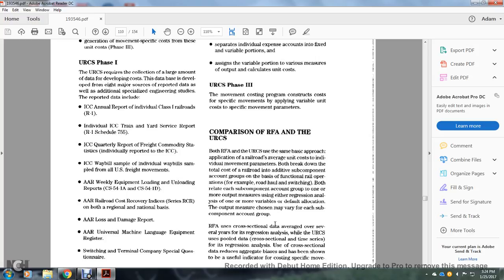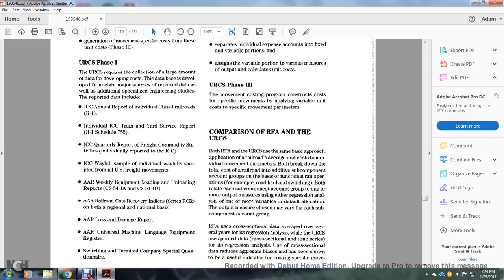Comparison of the RFA and the Unified Rail Cost System. Both the Rail Form A and the Unified Rail Costing System use the same basic approach: application of railroad average unit costs for the indicated movement parameters. Both break down the total cost of the railroad into additive component account groups of the basic functions of rail operation. For example, the road haul and switching both relate to each sub-account group.